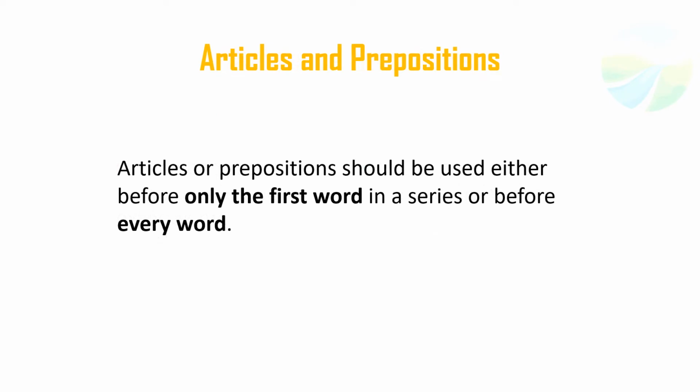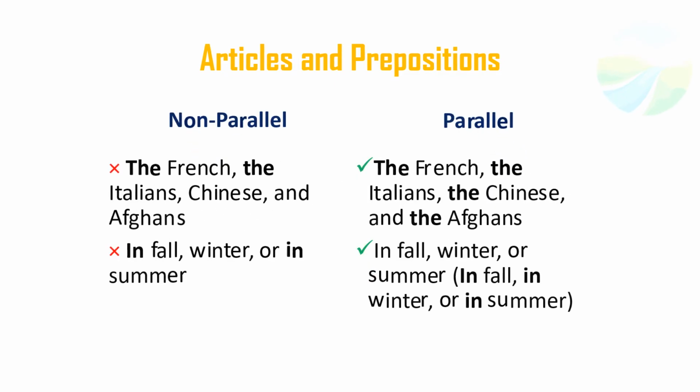In addition to sentence structure, parallel construction also deals with individual words, particularly articles, for example, a and the, and prepositions. Articles or prepositions should be used either before only the first word in a series or before every word. Okay, let's look at some examples. These examples of non-parallel expressions on the left side, the problem is with articles and prepositions.